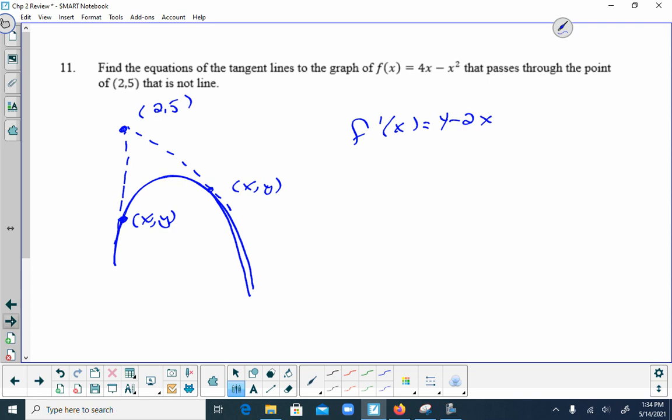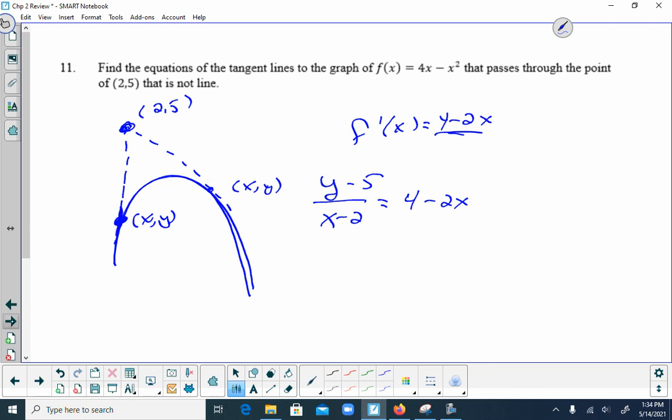Then I'm going to find the slope between the point (2, 5) and some point (x, y). So I'm going to do the difference of the y's, so y minus 5 over x minus 2. And I'm going to set that to this slope because they have to be the same. If it's a point here, the tangent line has to have the same slope as the slope between those two points.